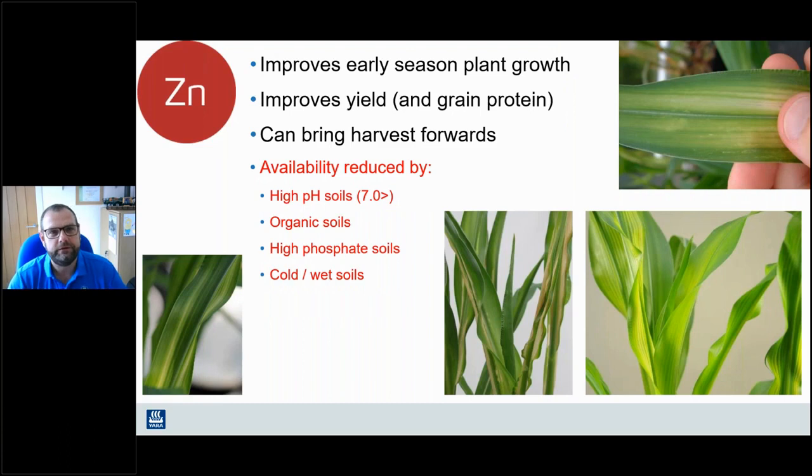And then when it comes to micronutrients, zinc is probably the most important one for the maize crop. And you can see there what happens to the foliage when we've got zinc deficiency. It's quite clear to see.